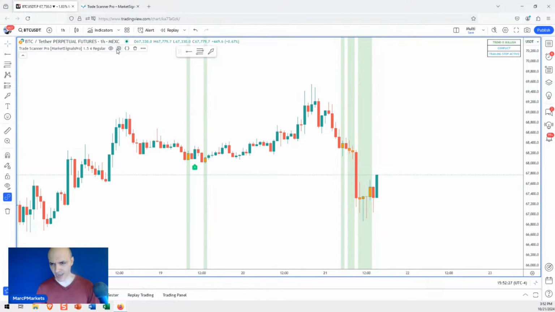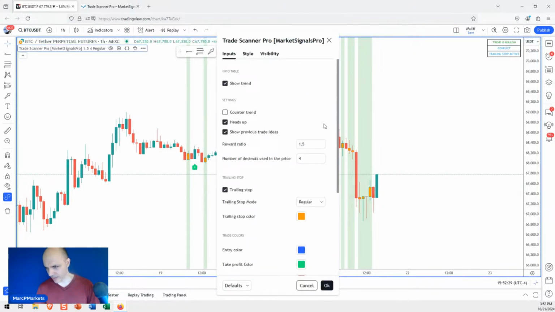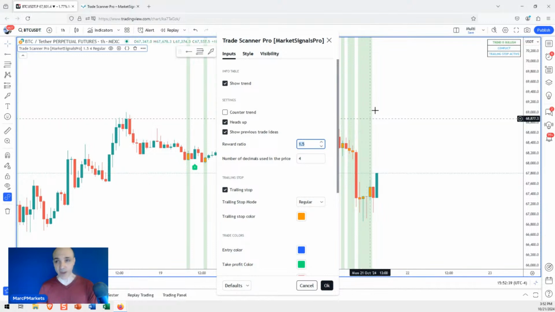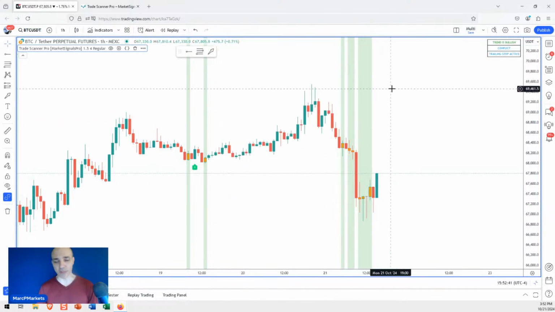If you go back to your settings, there's a number right here. It says reward ratio. See that right there? You can change that to 2. That would be 2 to 1, so it would put your orders 2 to 1 apart, or 3 to 1. If you find what I'm saying confusing, don't worry. You don't have to change anything if you're a beginner, but I just wanted to put that out there.